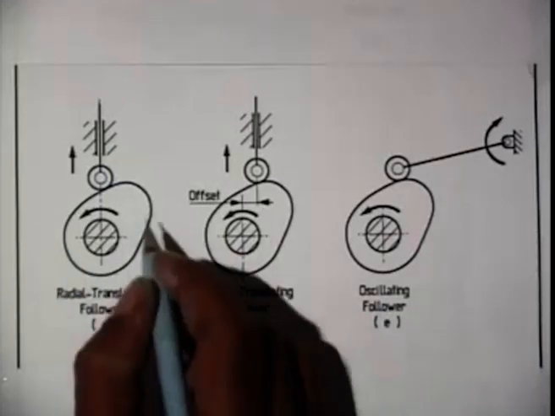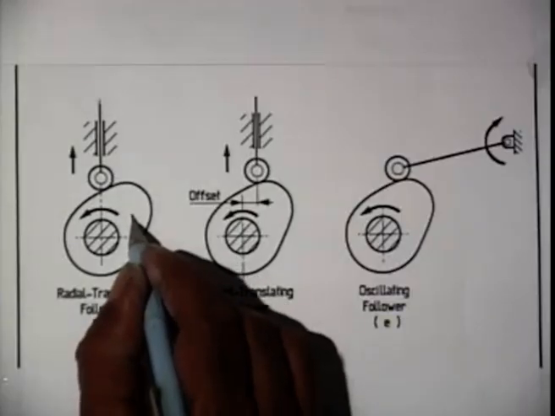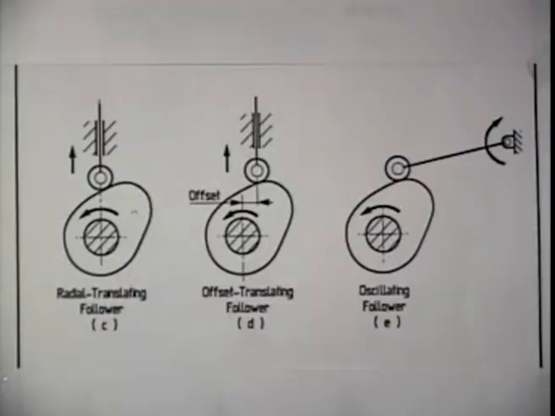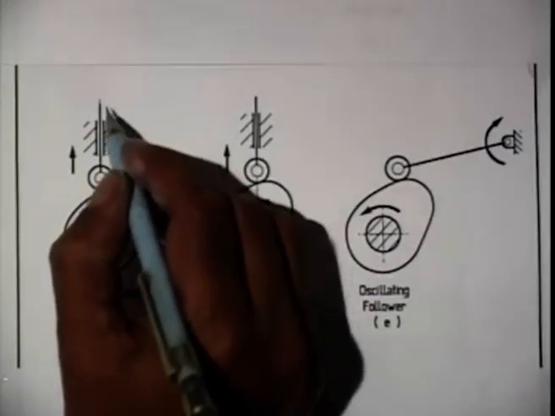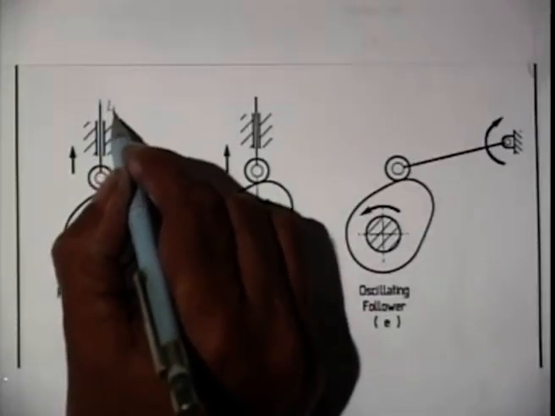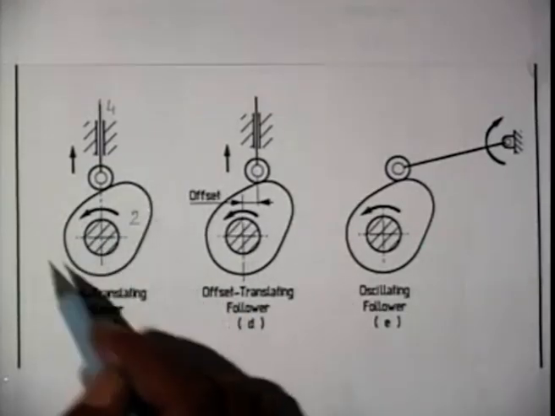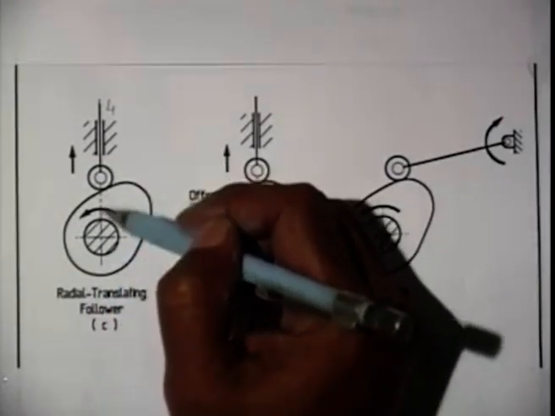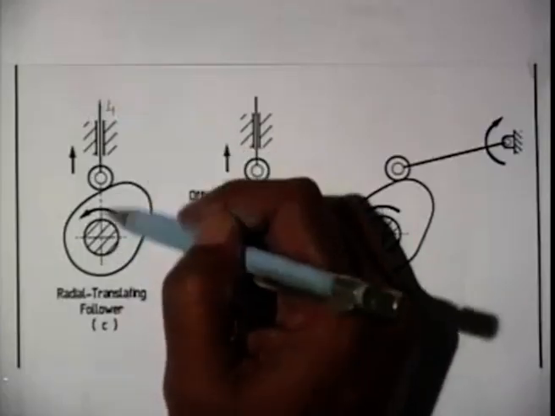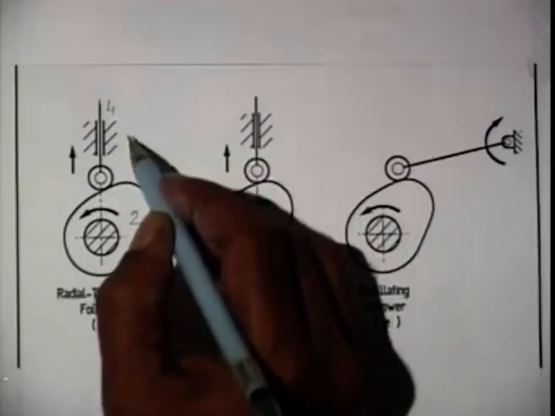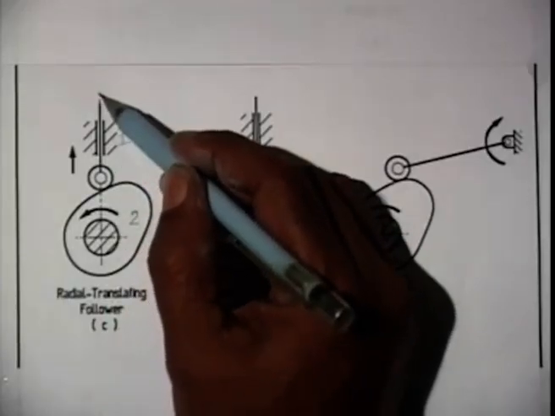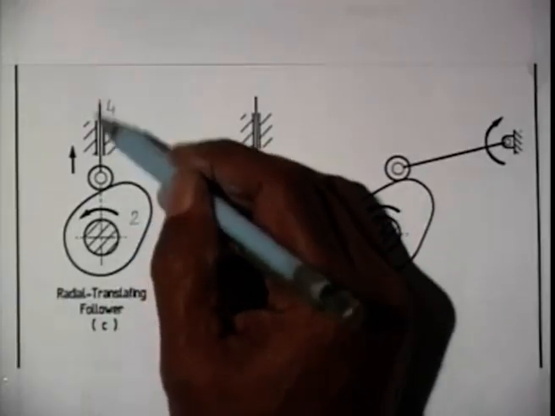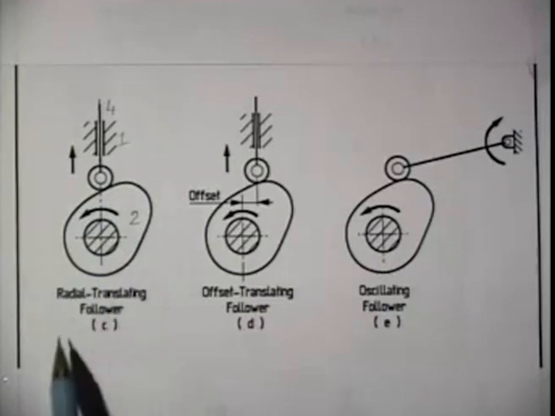As we see, this is the cam, that was link number 2, and this is the follower, link number 4. As the cam rotates, this disc cam, the follower translates along this vertical direction. Here is a prismatic pair between 1 and 4. And as we see, the axis of this prismatic pair passes through the cam center, so I call it a radially translating follower.